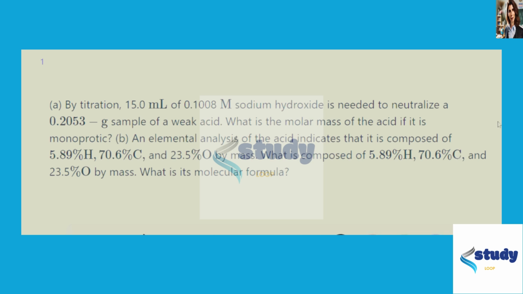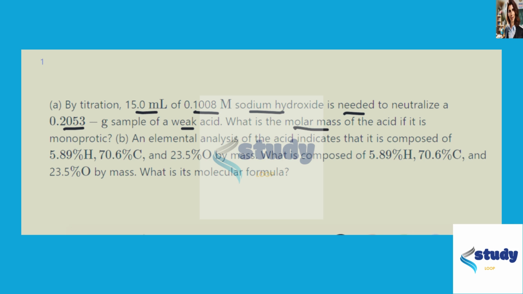So in this problem, first you have to find out the number of moles of the sodium hydroxide which is needed to neutralize the sample of the weak acid. We can do that by just multiplying the volume and the molarity of the sodium hydroxide. And from the number of moles, we can find the number of moles of the weak acid. And from the number of moles of the weak acid and the mass of the weak acid, we can find the molar mass of the acid.